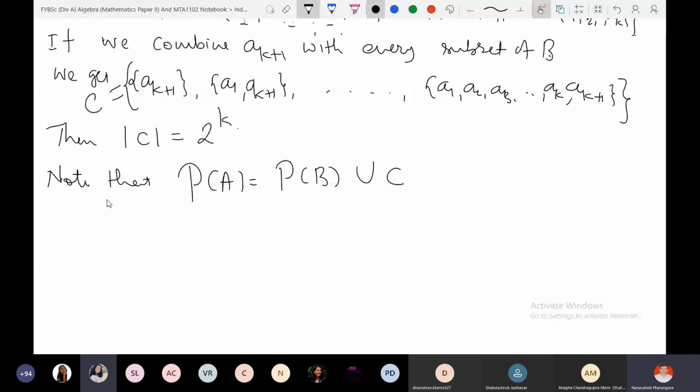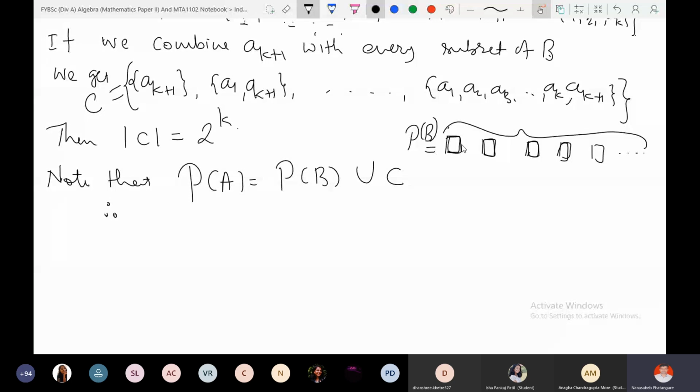Can you please explain how the cardinality of C becomes 2 raised to k? See, suppose these are subsets of B, these are in the power set of B, right? Okay, now suppose this is one subset of B, this is another subset of B, and how many subsets of B are there? Suppose this is the power set of B, and how many are these subsets? 2 raised to k. Yes, fine?